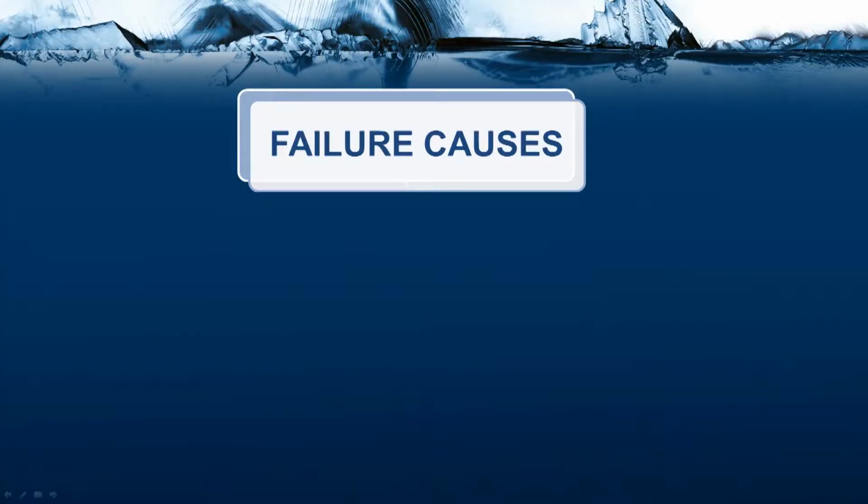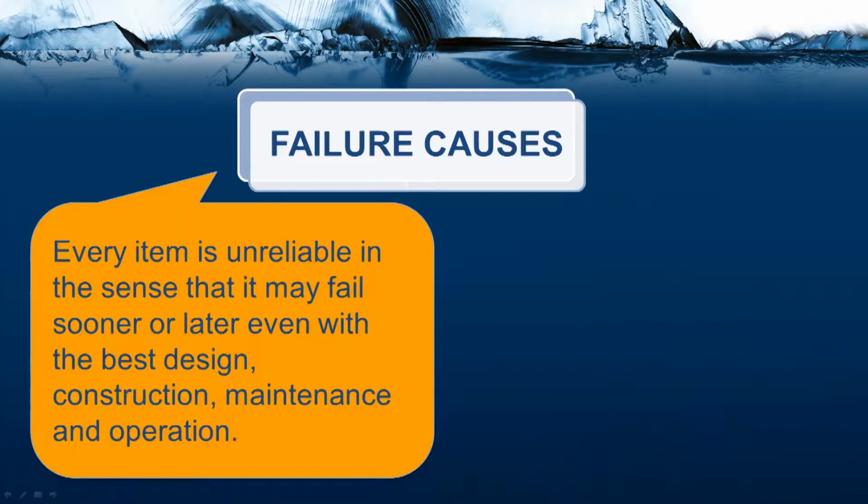While summarizing, I will say that every item is unreliable in the sense that it may fail sooner or later, even with the best design, best construction, and best maintenance and operation, because most systems are designed for a particular period of time: 5 years, 10 years, 20 years, or sometimes even 40 years. But the situation does change in 40 years. We have not visualized all the conditions. One good example is climate change. Nobody knows what is going to happen in 5 years. So even with the best design, it is likely to fail, and we should be ready for these situations.